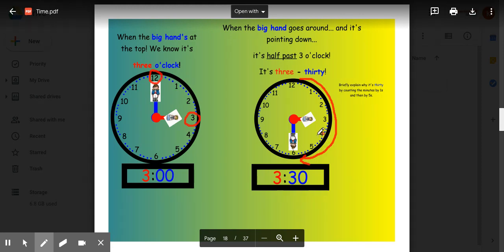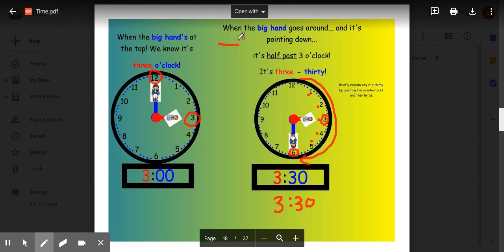It is 3:30. We get 3:30 because the hour hand is pointing at the 3, so we know the hour is 3. And we get the minute 30 by counting by 5s. Remember, we always start at 1 and count by 5s. 5, 10, 15, 20, 25, 30. So it is 3:30.